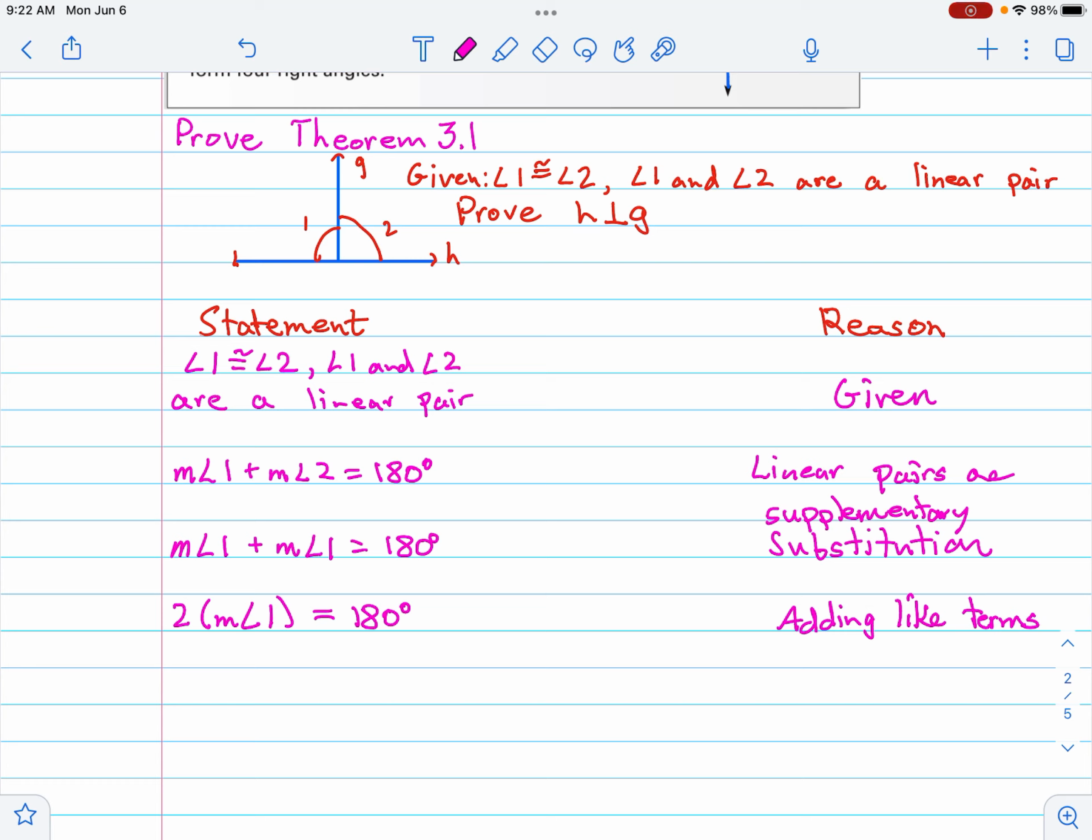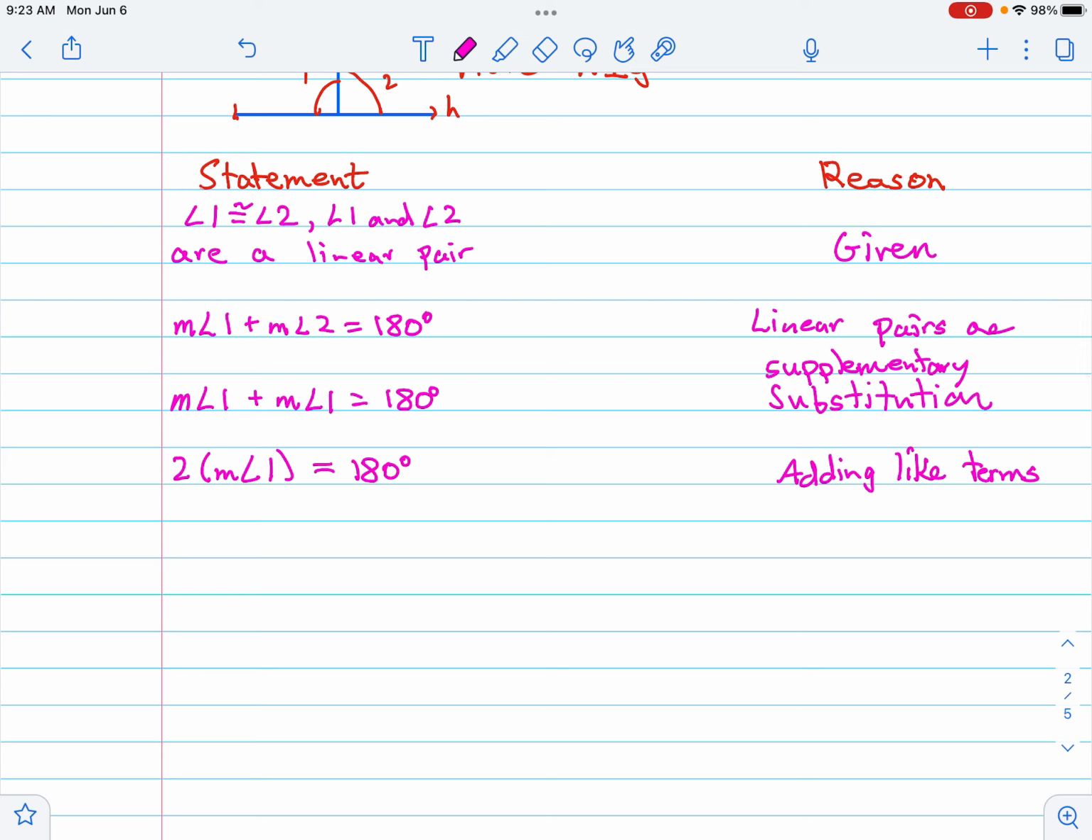Another thing you could say instead of adding like terms is the distributive property. Yeah, you could say that. But I think adding like terms is a little more direct and says exactly what we know in algebra. We can always just add like things. Therefore, the next thing is the measure of angle 1 is equal to 90 degrees. And that's just the division property of equality. So I'll just say the division property of equality.